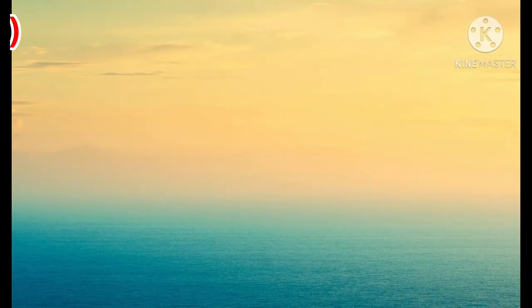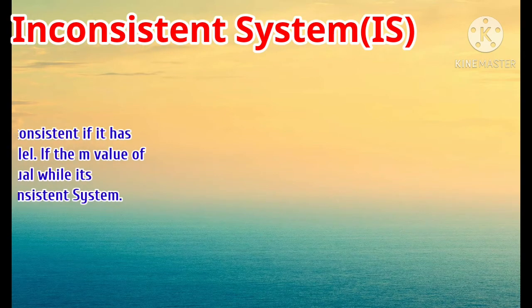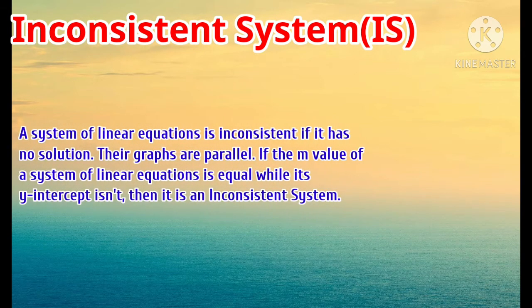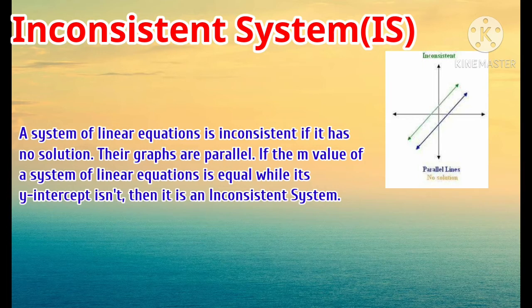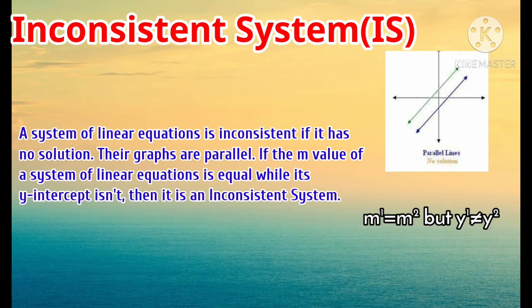The last one is the inconsistent system. A system of linear equations is inconsistent if it has no solution. Their graphs are parallel. If the m value of a system of linear equations is equal while its y-intercept isn't, then it is an inconsistent system.